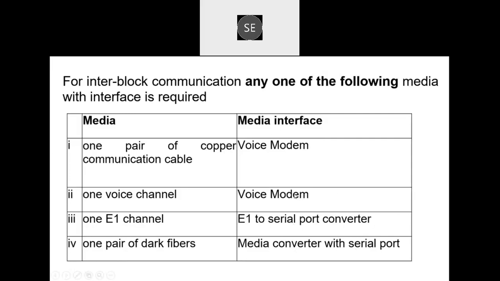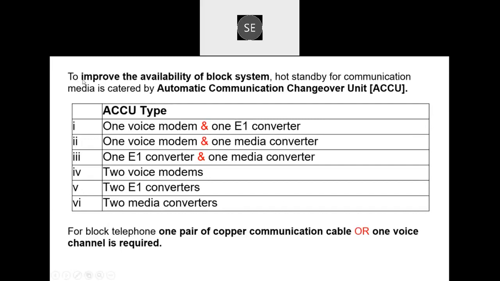All are available now. But for better availability, it is recommended to connect two different mediums, so that a single channel failure or same medium failure will not cause the block equipment or block system to fail. So to improve the availability of the block system, an automatic communication changeover unit is provided. Again, it is a media changeover unit. Six combinations of mediums can be connected to this automatic communication changeover unit.